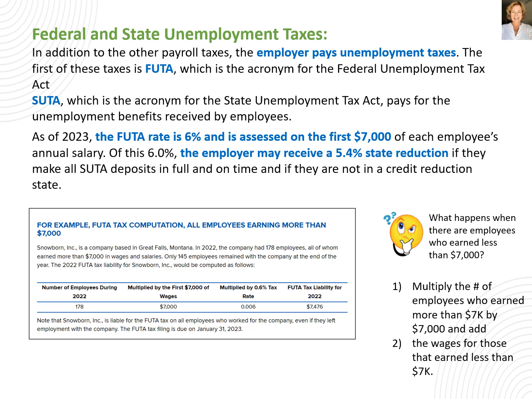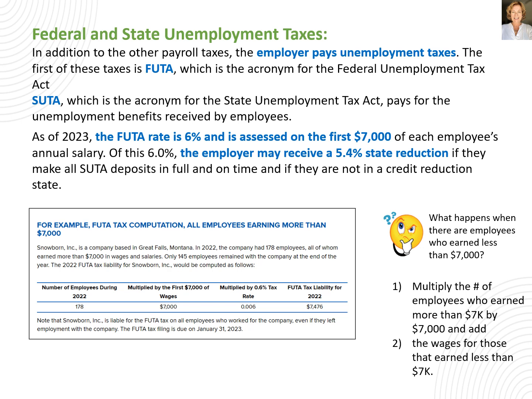Payroll accountants are typically responsible for reviewing the unemployment forms that are sent by the Unemployment Tax Agency to the employer after a former employee files for unemployment benefits. So here's an example. Snowborn Inc. is a company based in Great Falls, Montana. The company has 178 employees, all of whom earn more than $7,000 in wages and salaries. At the end of the year, only 145 remained with the company.